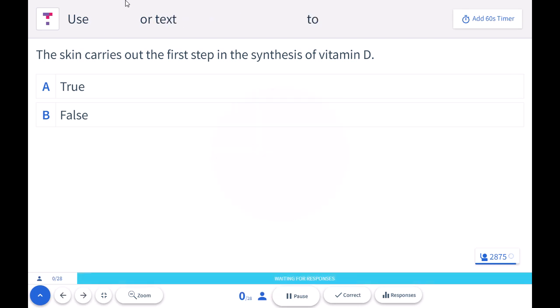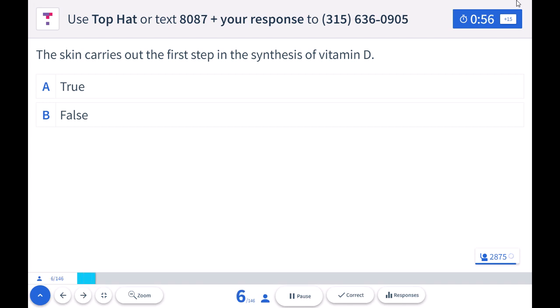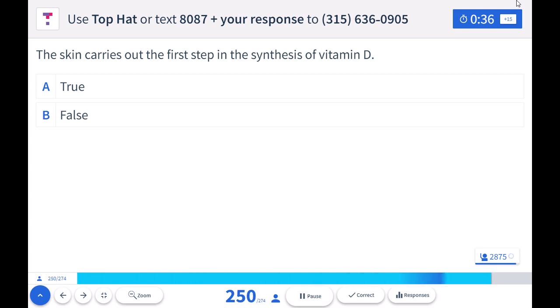So, let's test our knowledge. The skin carries out the first step with vitamin D synthesis. True or false? So we've got about 25 seconds left if you haven't answered yet. Looks like we're waiting on about 7 people.